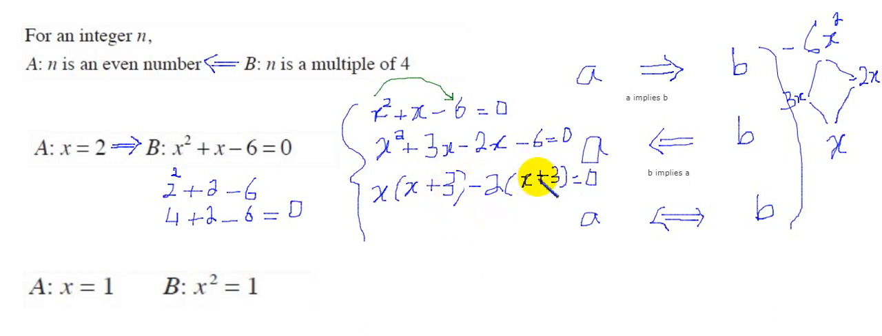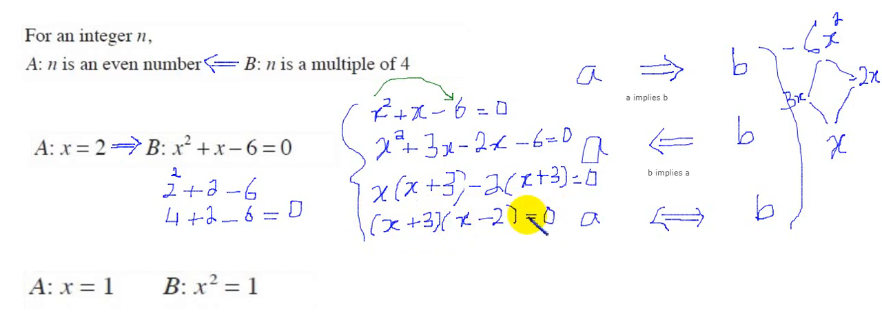So x plus 3 is common in these two terms. So we will take x plus 3 as a common factor, and we are left with x minus 2 here, and then equals 0.